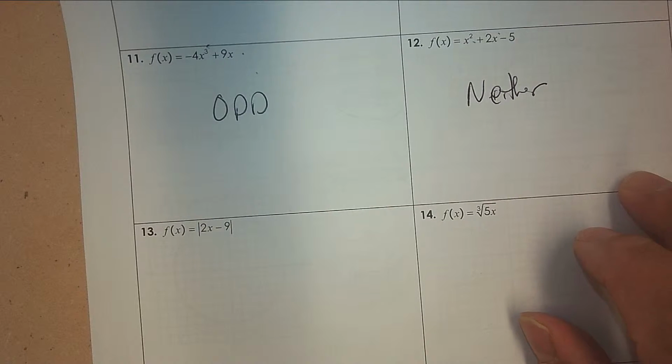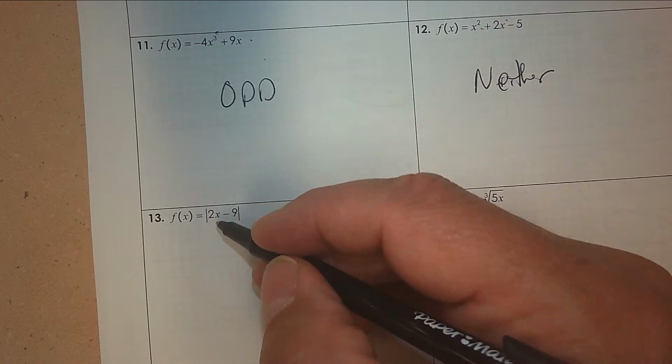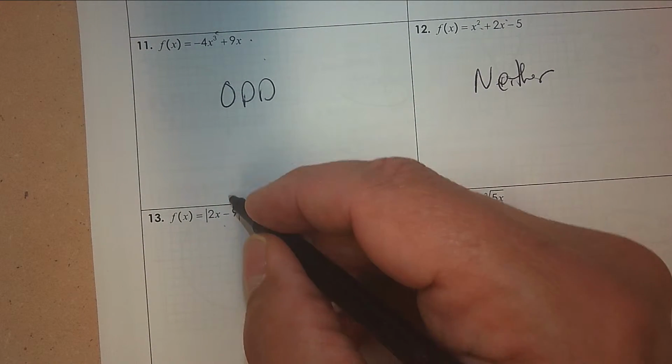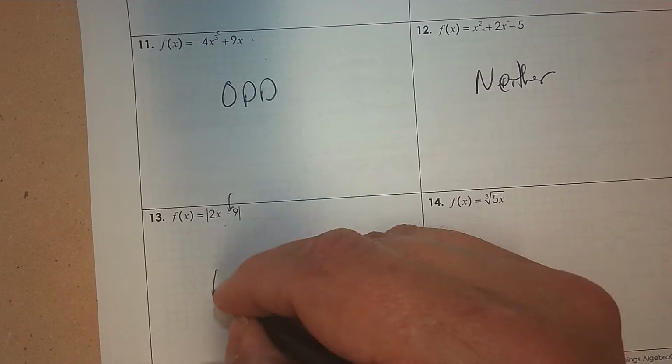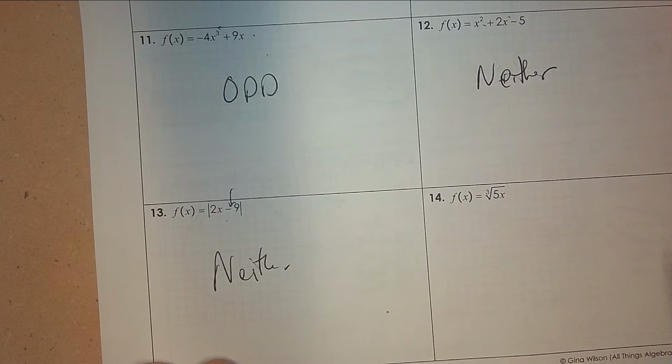All right, number 13. Here we have the absolute value, but because the subtract 9 is inside, it shifts it to the left or right away from the axes. This is neither. There's no symmetry there.